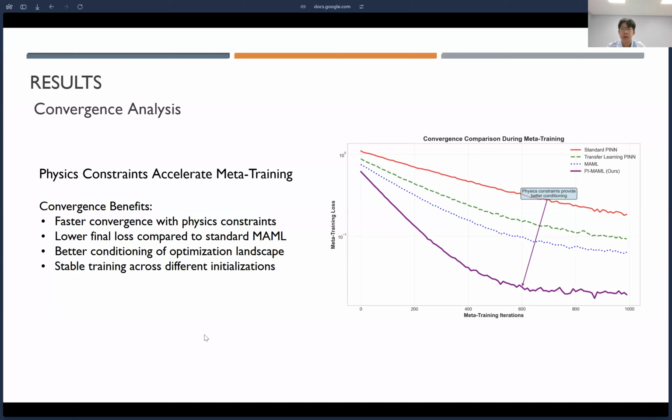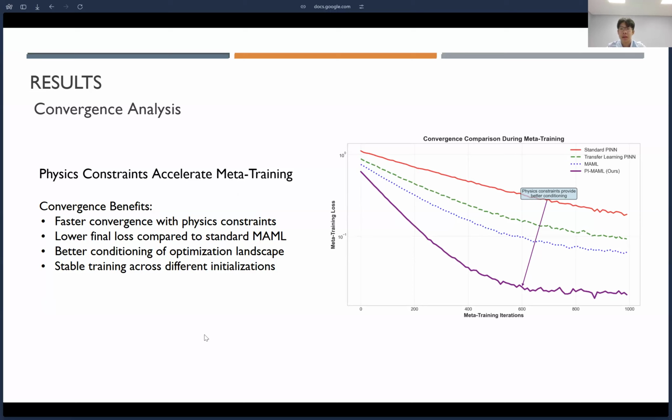The convergence comparisons during the meta training show our physics-informed meta learning approach converges faster and achieves lower final loss compared to standard model agnostic meta learning, transfer learning PINNs, and standard PINNs. The physics constraints provide better conditioning of optimization landscapes, leading to improved convergence properties.